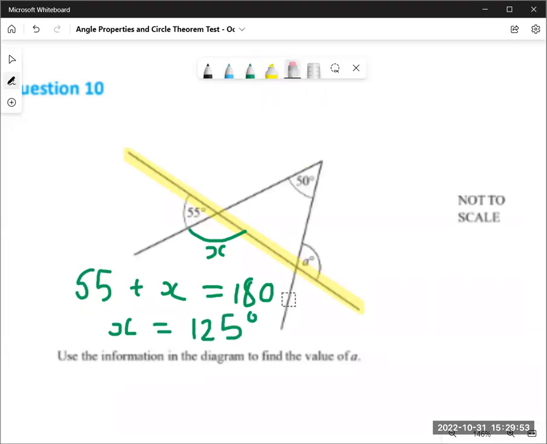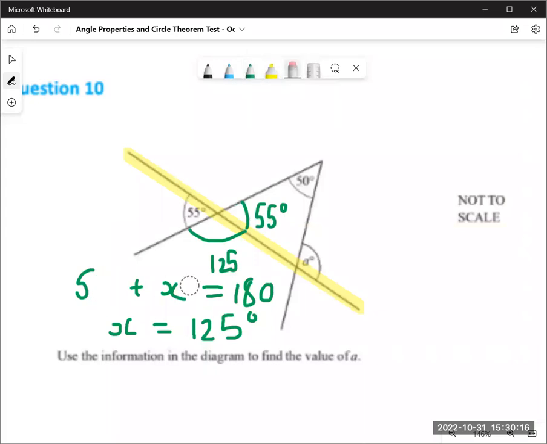Sir, I did opposite angles are always equal. Is that also correct? Right, that's also fine. Sir, I did alternate angles are equal, like the Z. Now this is one way of solving it. We will find this is 125, and then this will be 55 as well.